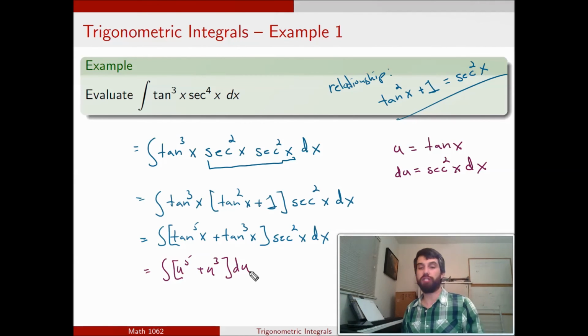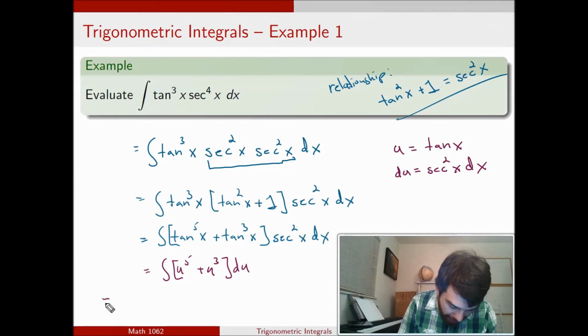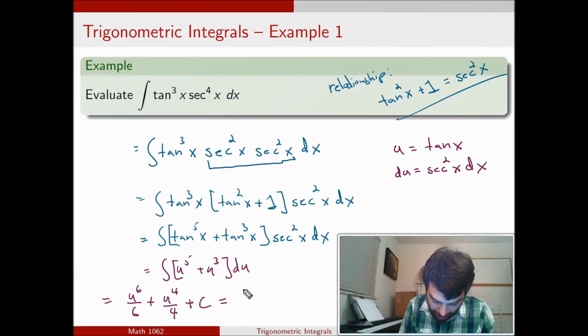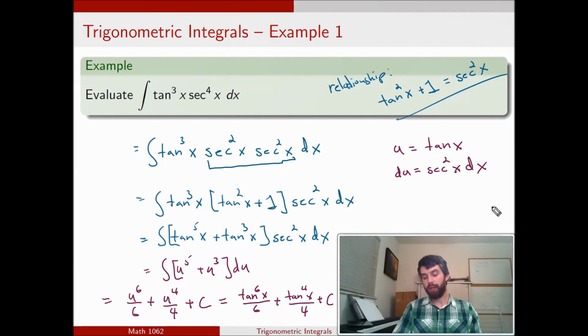And of course, this is just some power rules. I know how to do that. I've got a little bit of space remaining. This is u to the 6th divided by 6 plus u to the 4th divided by 4, all plus c. And my final step, as always, is to substitute in for my u, and that gives me tangent to the 6th of x divided by 6 plus tangent to the 4th of x divided by 4 plus c.